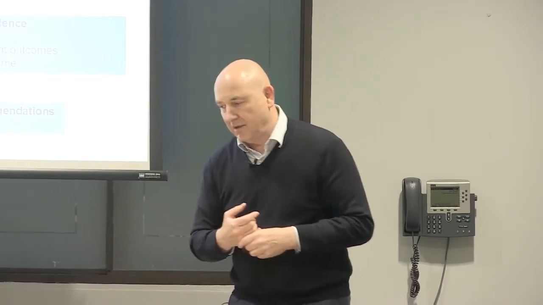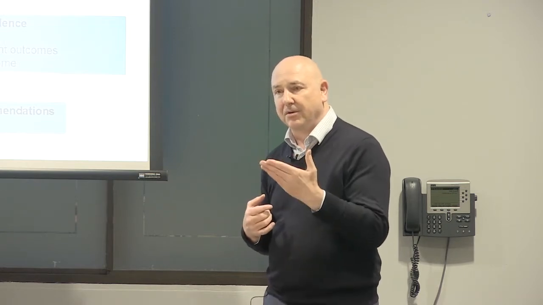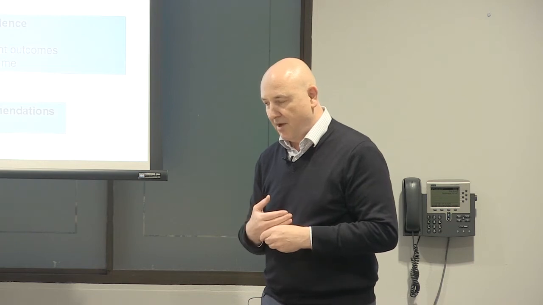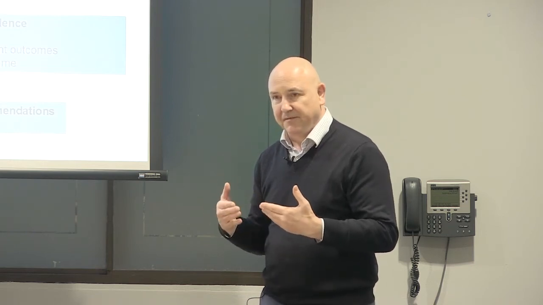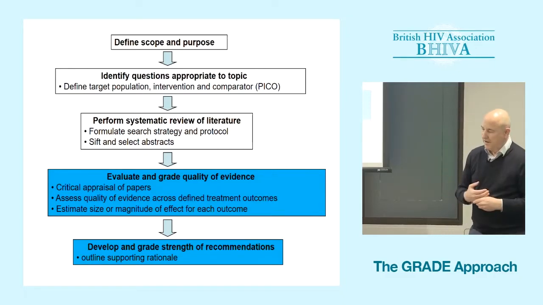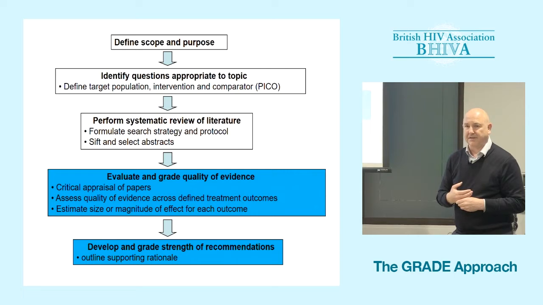You then, for each outcome, estimate the size or magnitude of effect. So if it's for viral load, it's a proportion below 50 at a certain period of time, or if it's a serious adverse event, it's the number of serious adverse events, or if it's a particular adverse event, it's the incidence of that particular adverse event.